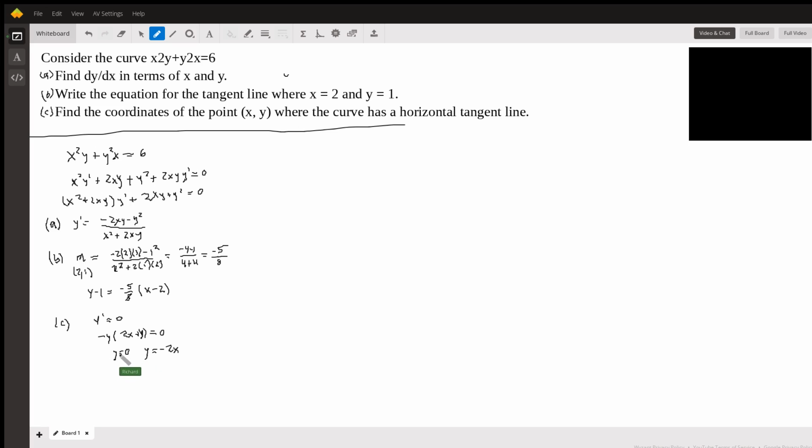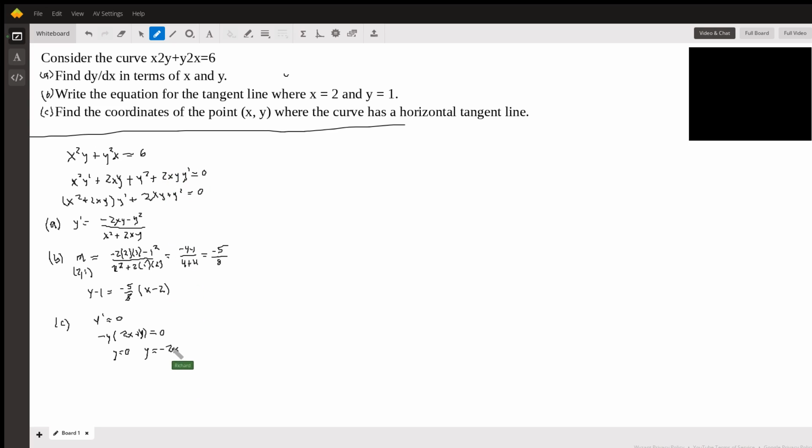Now we can't use this solution y equals 0 because you can see from the original, if y is 0, then you have 0 equals 6. So this curve is never going to go through y equals 0. And then if we look at negative 2x, we can deal with that and plug that in.